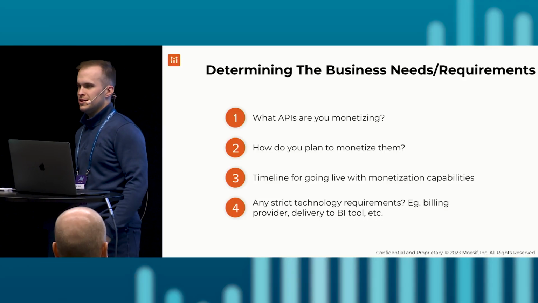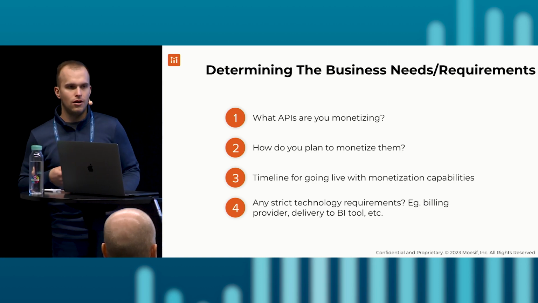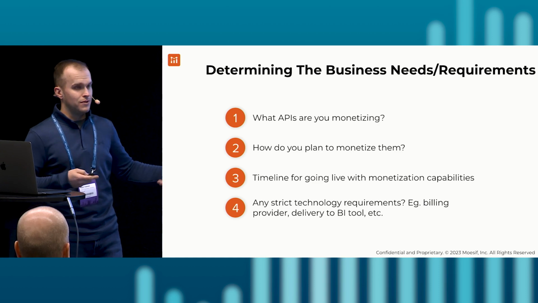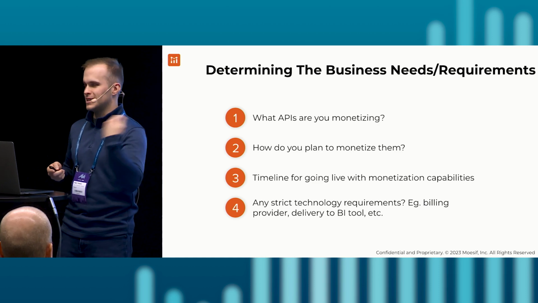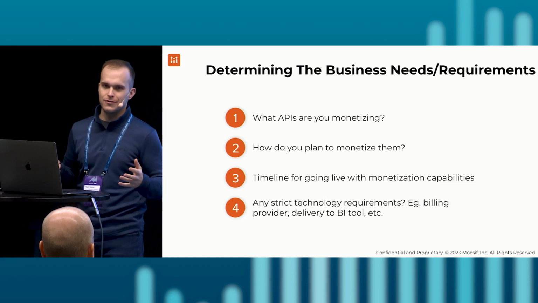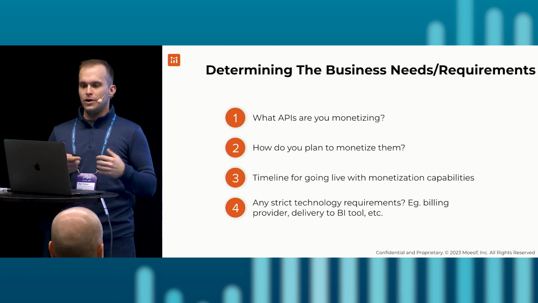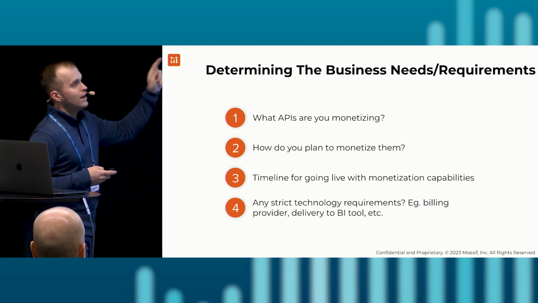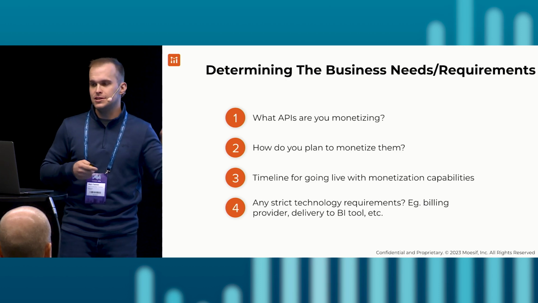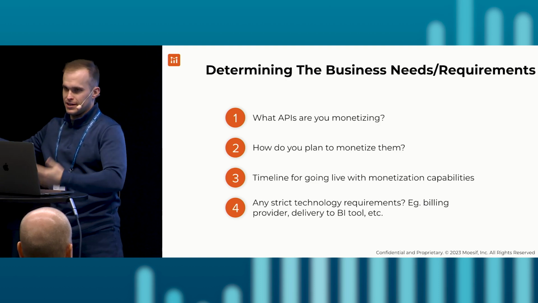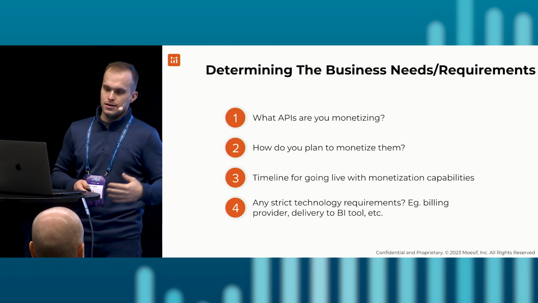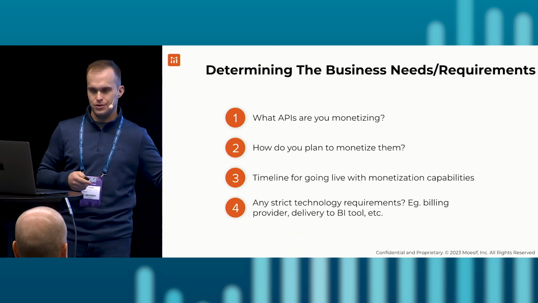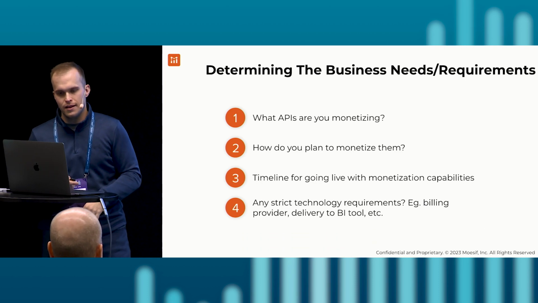So how do you determine the business needs or requirements? A lot of the time when we chat with the folks in the business, what they say is, you have APIs, let's monetize them, and that's about the conversation that you get. What you need to do is ask these questions, the first being, what APIs are you monetizing? Each of these questions is going to drive the technology that you can use. So you ask, what APIs do you want to monetize? And we'll go into how to determine which ones you should monetize.